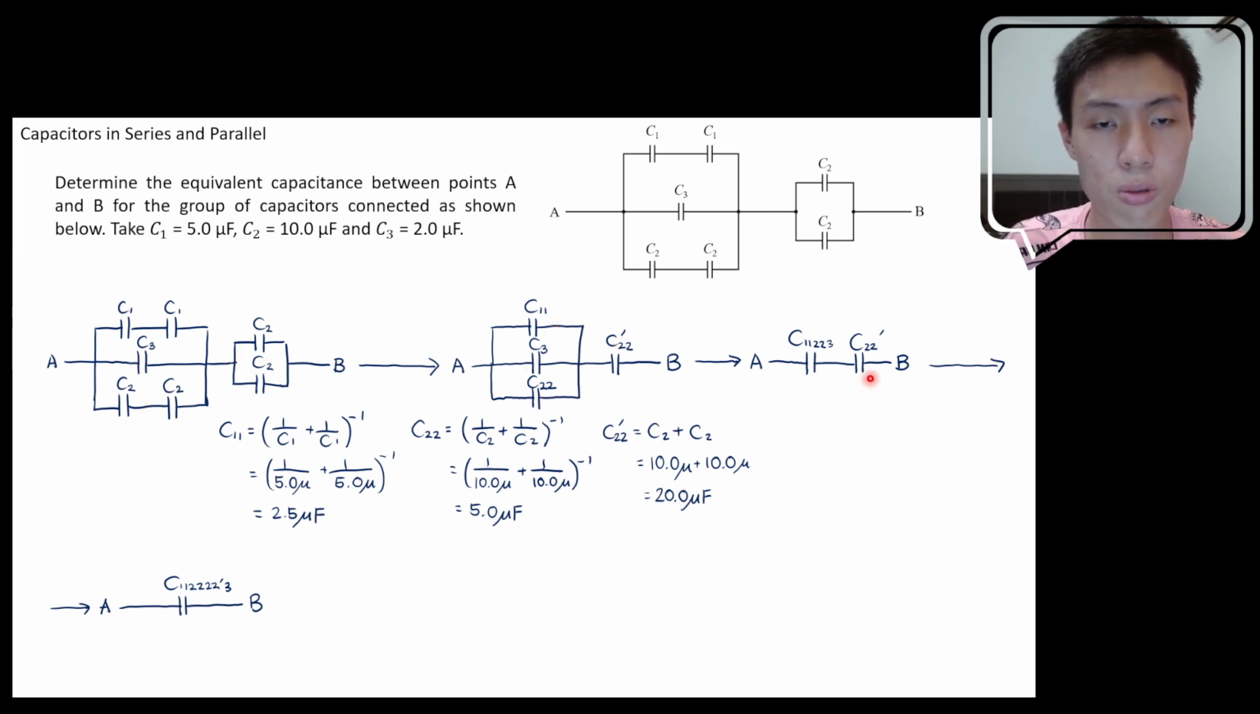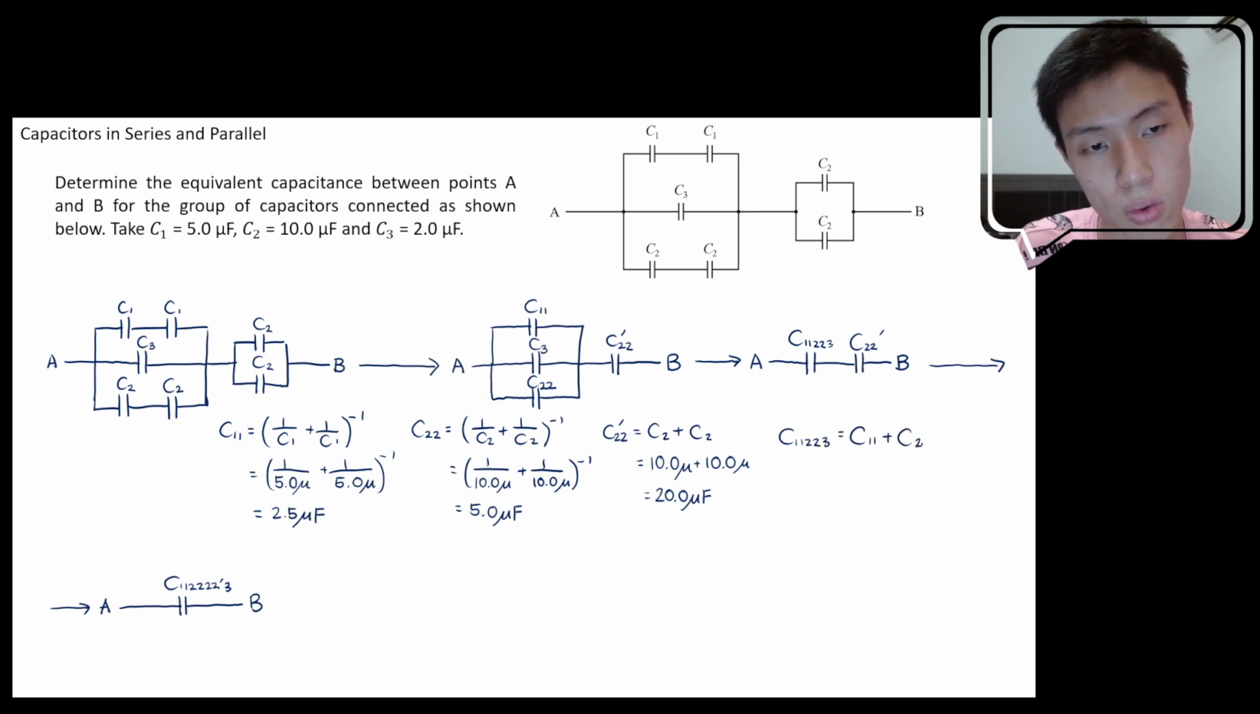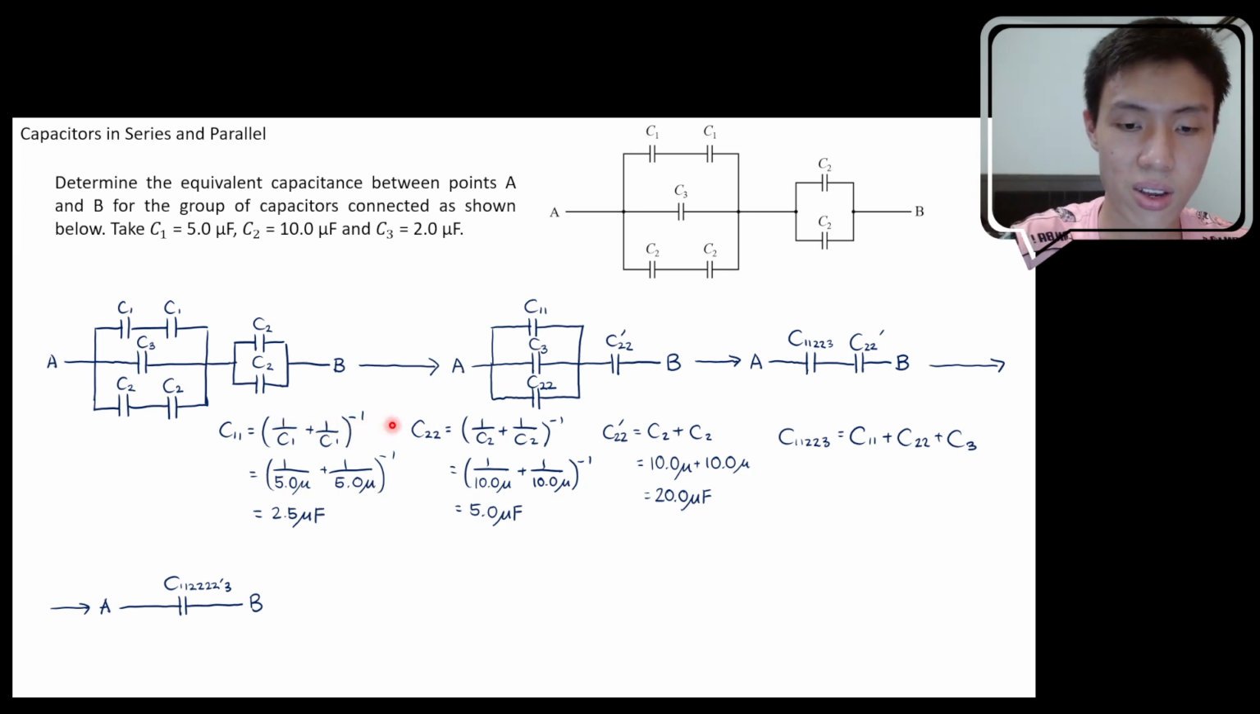But now we want to go further by merging C11, C3 and C22 together. These 3 capacitors are in parallel. So if you want to merge them together, you just use a simple addition, because they're in parallel. So this will be C11 plus C22 plus C3. Merging them in parallel means you just add them up. In series only, we need to do this complicated inverting. If it's in parallel, it's just a simple addition.